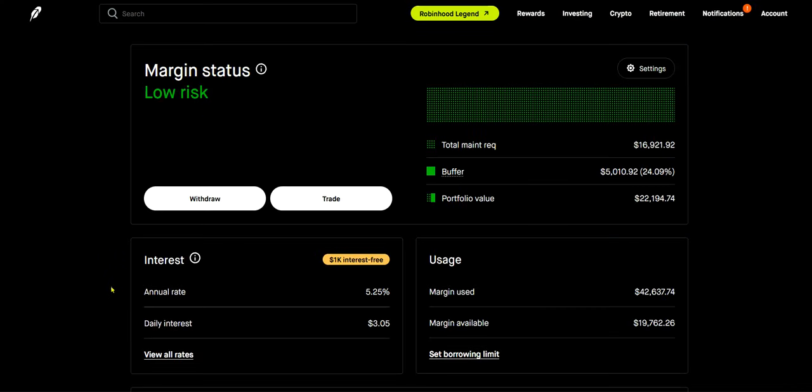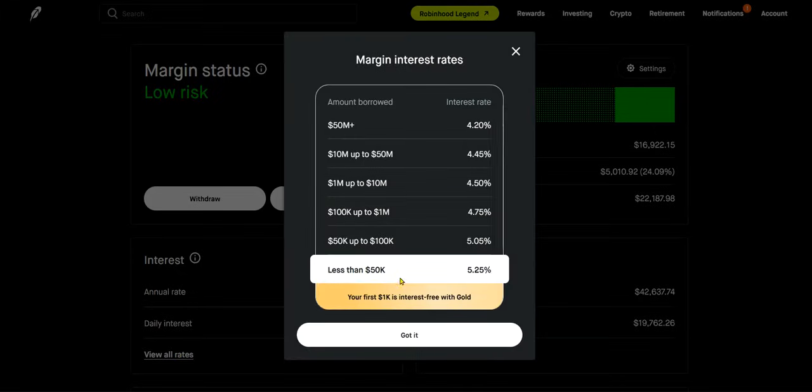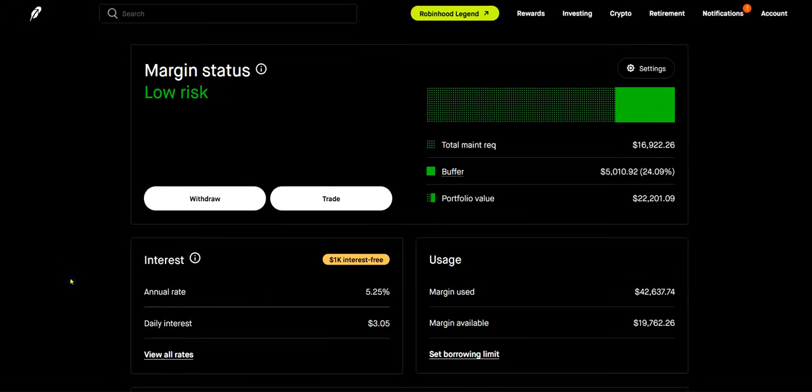All right, let's see here. As always, the first $1,000 of using margin is free, and my interest rate is at 5.25. My daily interest is at $3.05. All right, so being that we have less than 50,000, our interest rate is at 5.25%. It was in this category when we had value in our account between 100,000 and 1 million. But anyway, this is where we're at now. So with the Lord's help, and if I can listen and be obedient, we will get back there.